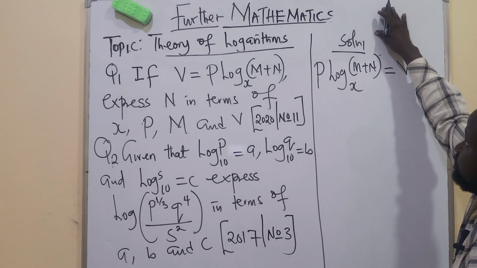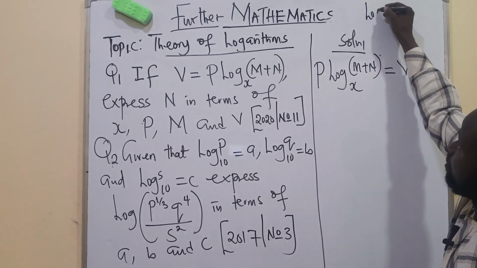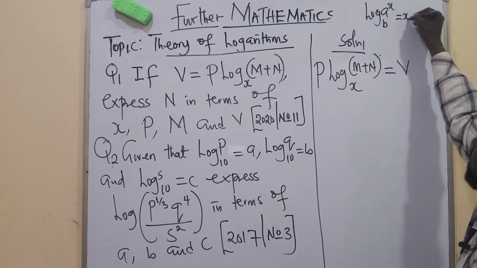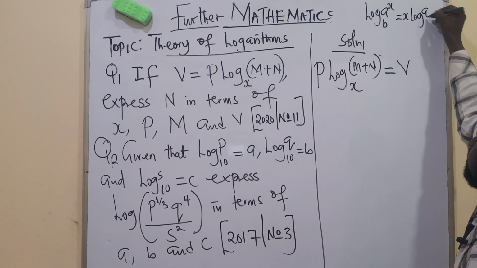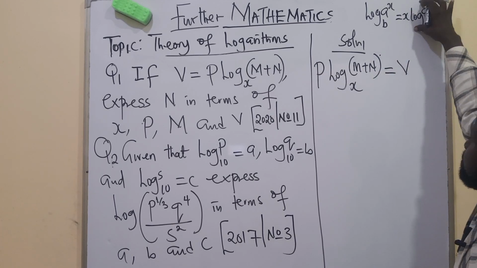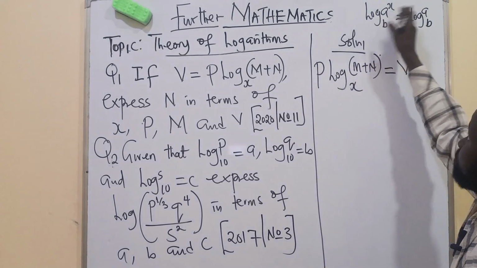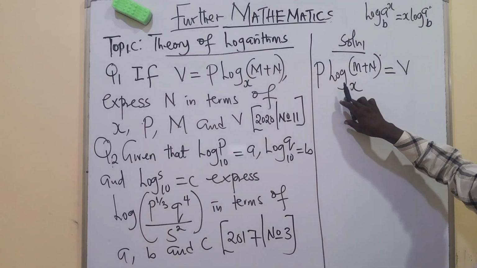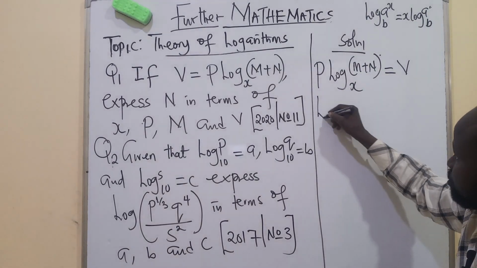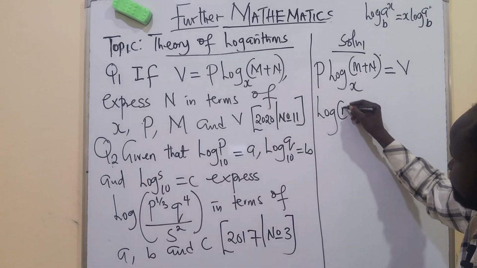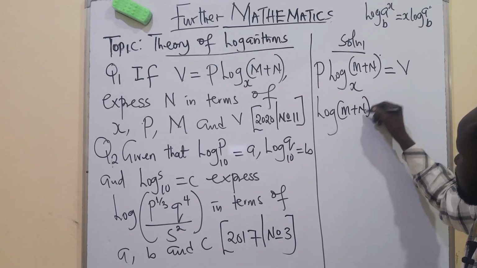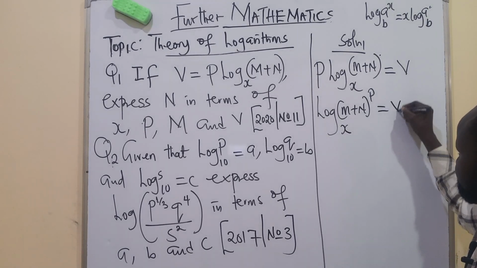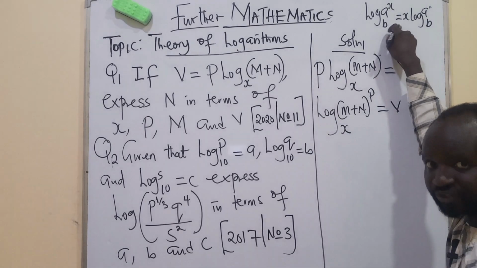Recall from one of the laws of logarithm: if we have log a power x to base b, this is the same thing as x log a to base b, and vice versa. Meaning from here we can move back to this. If you want to move back, we bring this x back here. So we'll apply that here. So this can be written as log of (m plus n) all in power p to base x equals v, using this law of logarithm now.